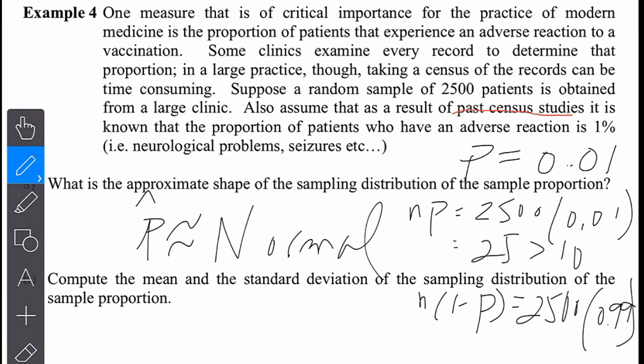And this is also going to be greater than 10. So with the clinic being large enough and this being satisfied, the sample proportion is approximately normally distributed. What's the mean and standard deviation?